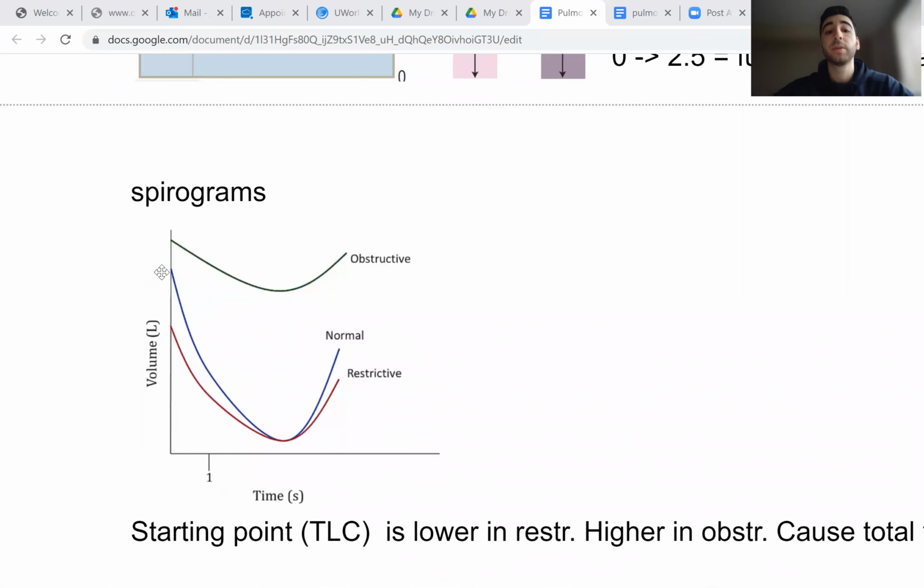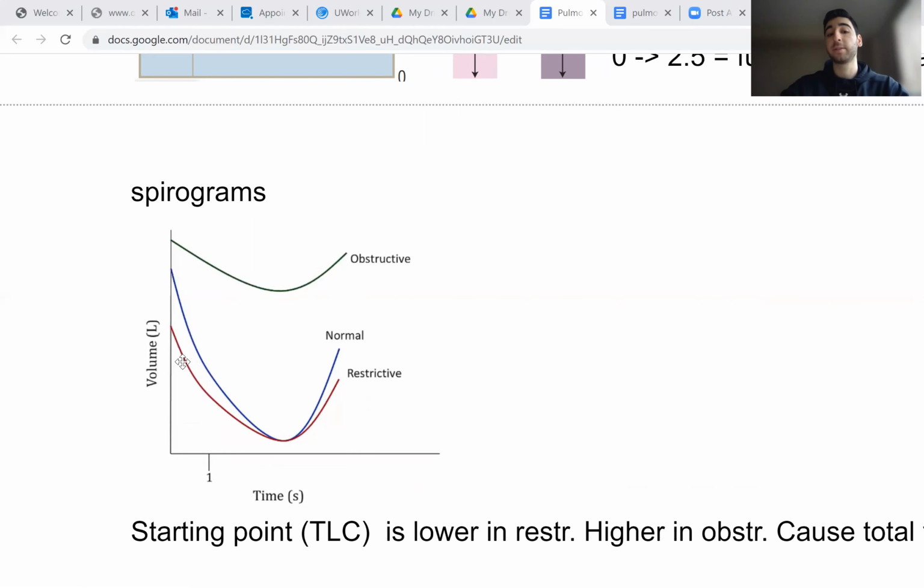So this person is holding their breath in, and then quickly they breathe out, and the amount of air in their lungs decreases very quickly. So over here in 1 second, this part of the graph will correspond to the FEV1, forced expiratory volume in 1 second. And you can see that restrictive diseases have a graph starting at a lower point. The TLC, total lung capacity, is lower because their lungs are restricted. They can't hold as much air in them.